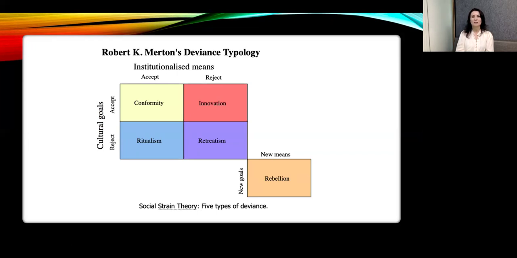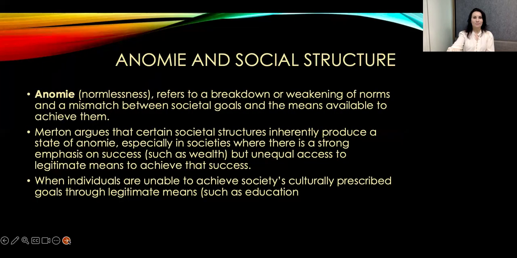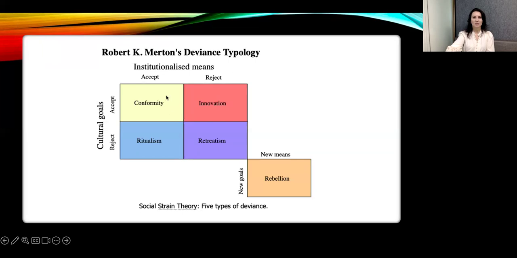Typology is basically types we create to explain certain things. If you look at this picture here, you can see institutional means, and then another thing, cultural goals. According to Robert Merton, there are 5 different kinds of people in society based on how they follow the cultural goals and institutional means. One of the types is conformity. This is most of society, which conforms to cultural goals and institutional means.